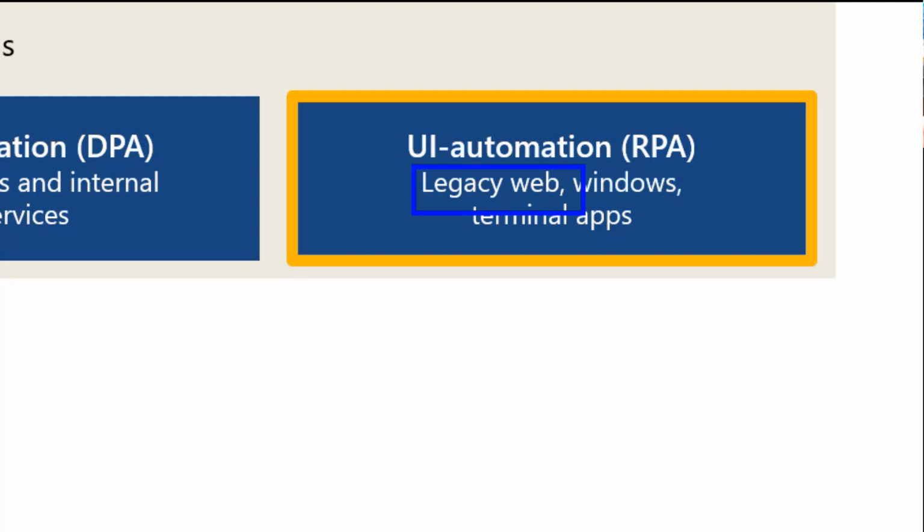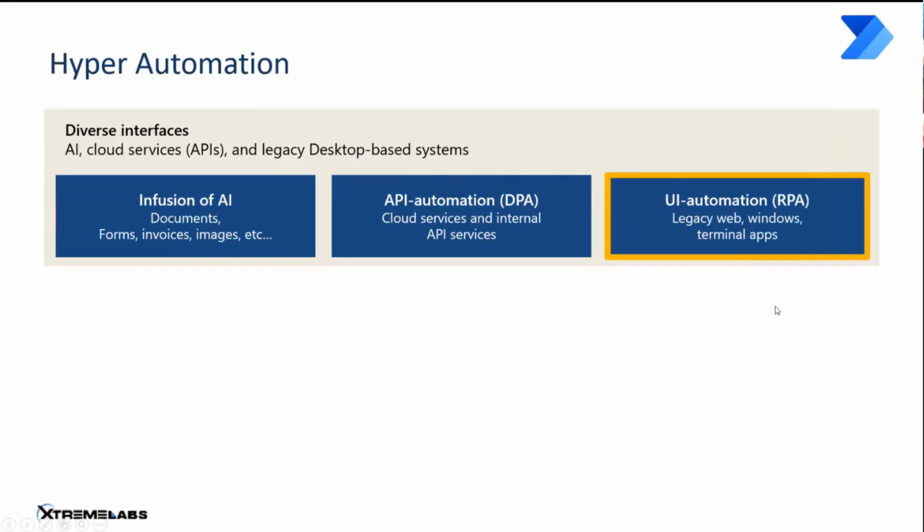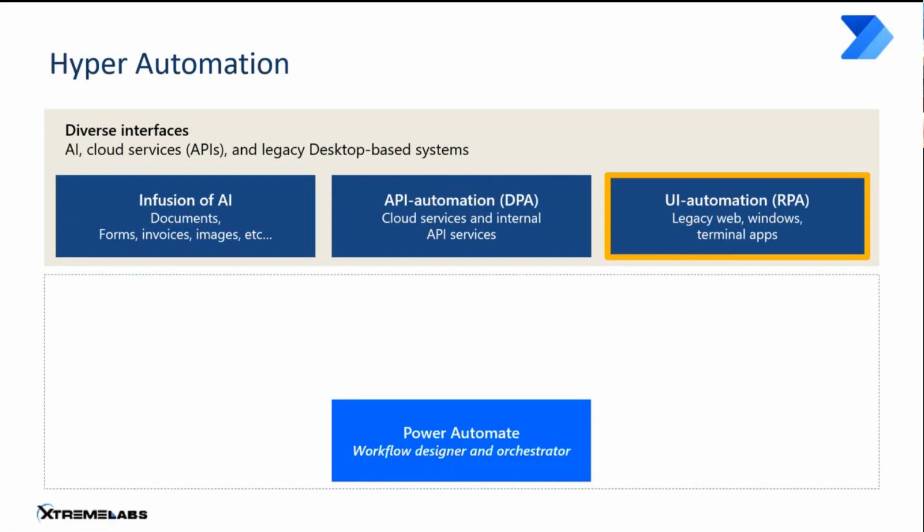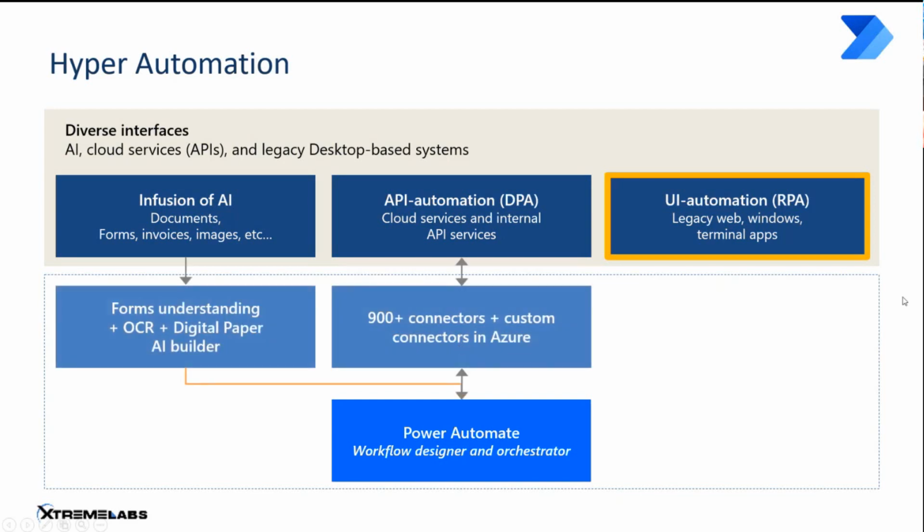You can execute Windows applications, you can execute terminal applications, you can run PowerShell scripts. Basically, that's what Power Automate Desktop allows us to do, okay? So that's what hyper automation is. And obviously, Power Automate is the workflow designer and the orchestrator for all these activities, okay?